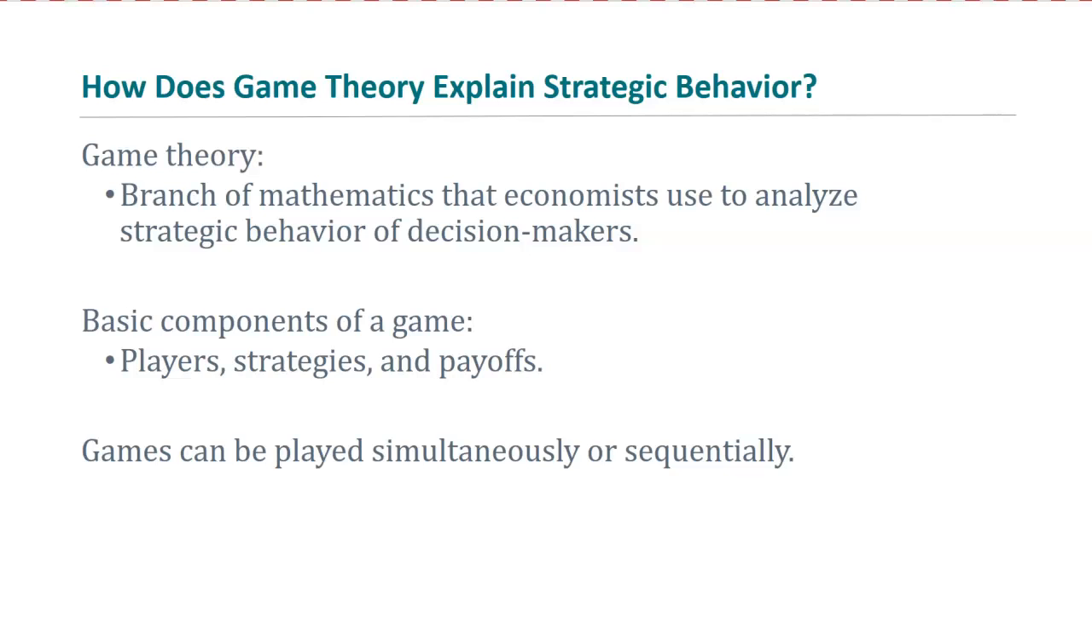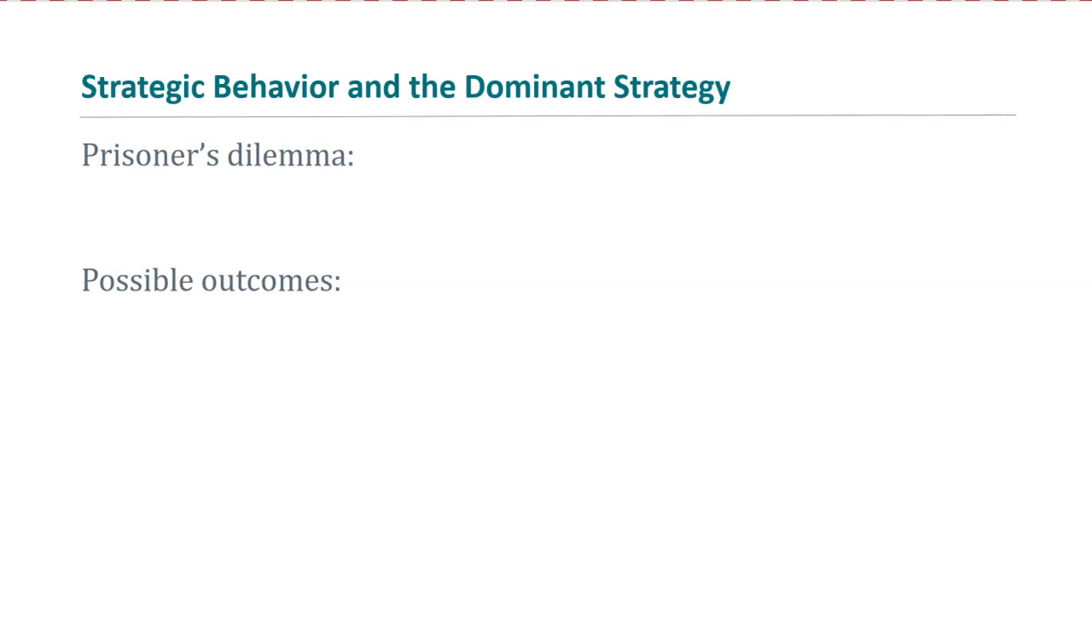Or a game can be played sequentially, which is like a lot of the board games that we play, where I move, you see what I have done, and then you move in response to that. So we make our moves in sequence rather than simultaneously. We're going to start with looking at simultaneous games. And one particular simultaneous game that's especially famous and useful for thinking about how individuals behave is called the prisoner's dilemma. So here's how it works.